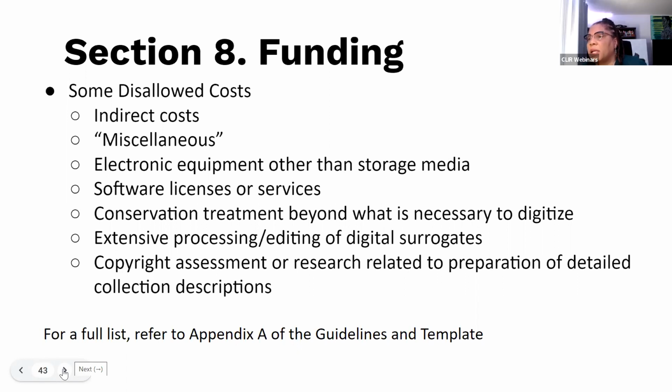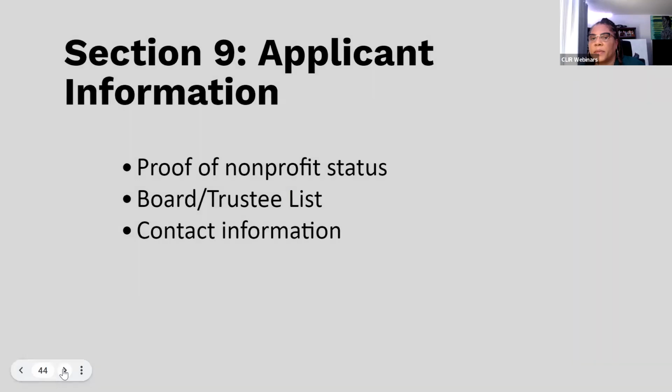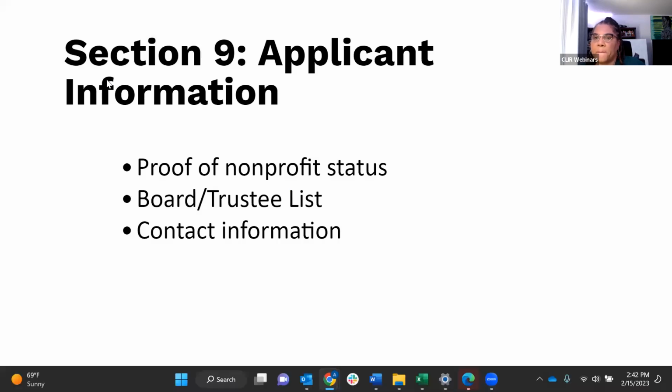The most complete list of allowable and disallowed costs will be found in Appendix A of the guidelines and template document. So be sure to carefully review as you develop your proposal. You can reach out to us via email with any questions you have regarding these items. And I'm going to turn it back over to Allison.